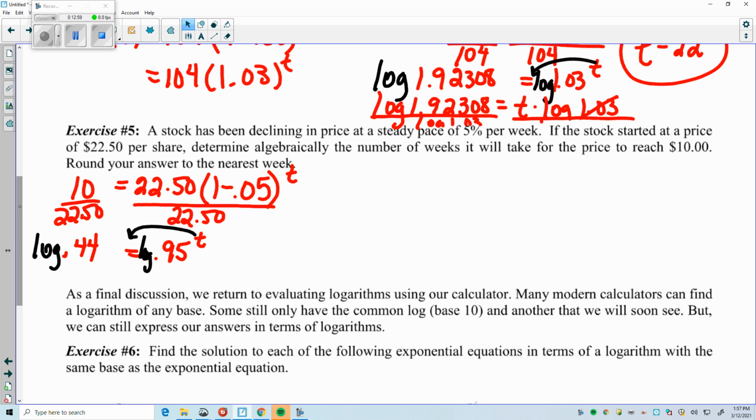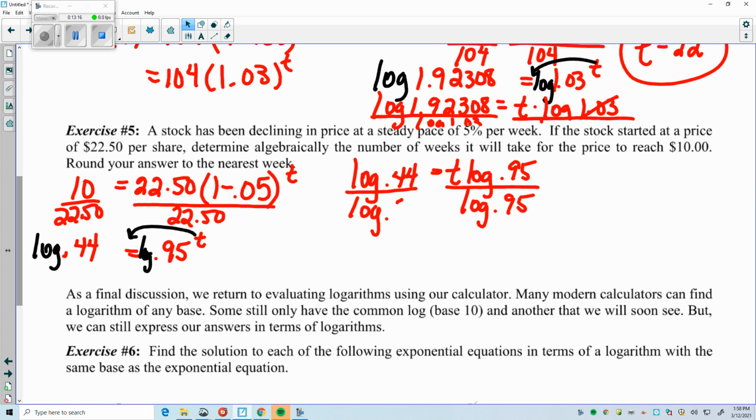Okay. So now we have the equation log of 0.44 is equal to t log of 0.95. And again, solving for t, if I divide through each side by log of 0.95, we're going to find t. We divide that all in our calculator. t is going to be about 16.0056. But if we want it to the nearest week, we're going to say it's going to be about 16 weeks.